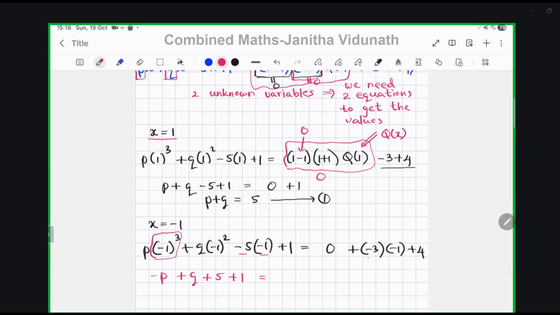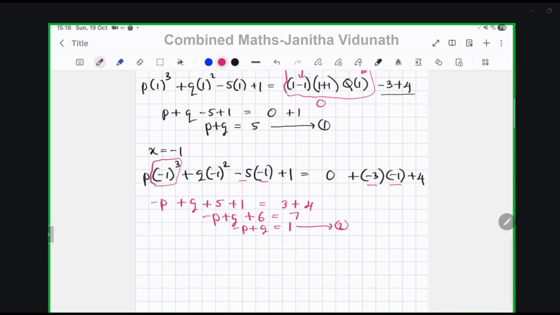On the left hand side, minus 3 times minus 1 is 3 plus 4. That means minus p plus q plus 6 is equal to 7. That means minus p plus q is equal to 1. This is our second equation. From the first and second equation, we can find the values of p and q.